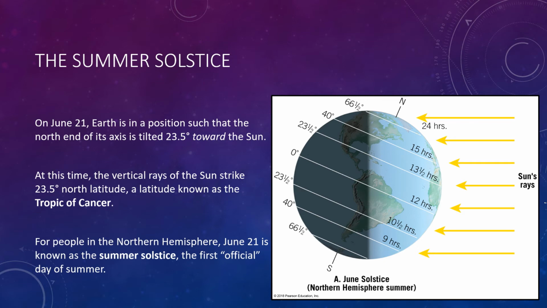For people in the northern hemisphere, June 21st or 22nd is known as the summer solstice, the first official day of summer. So here is an example of this. The Earth is tilted toward the sun, and so the angle of the sunlight is more steep in this case. And as a result, we get our warmer days. We'll take a look at the Tropic of Cancer discussion more in just a moment.